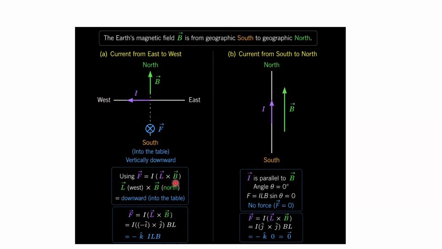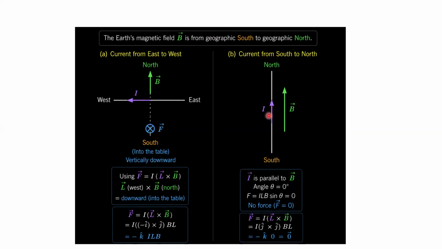Cross product with the magnetic field. Magnetic field is from south to north, meaning along the y-axis, positive or negative? Positive, right? So that is plus j cap. So minus i cap cross j cap. i cap cross j cap equals k cap, but keep the negative sign as it is. So it becomes minus k cap into ILB. Minus k cap means that it is vertically inward. Inward we represent by 'into'.